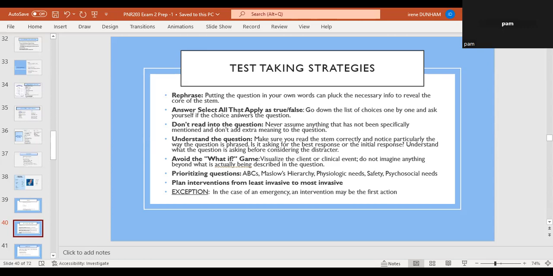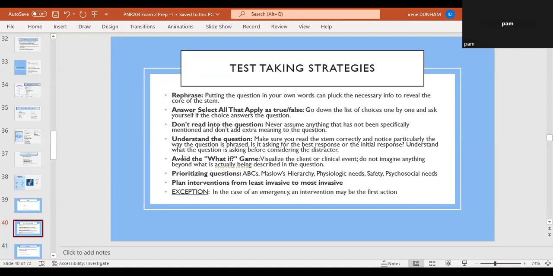If the question asks you to select all that apply, then go down the list of choices one by one and don't put any extra meaning to the question. Now, if the question is not an "all that apply", then don't put down 3 answers. Only if it says "all that apply" would you have more than 1 or 2 answers.